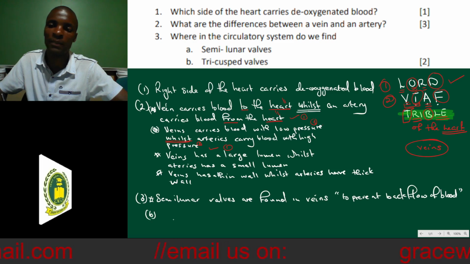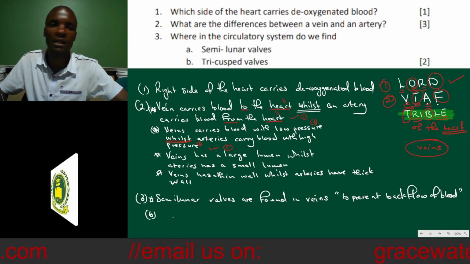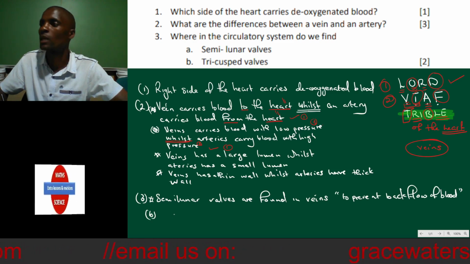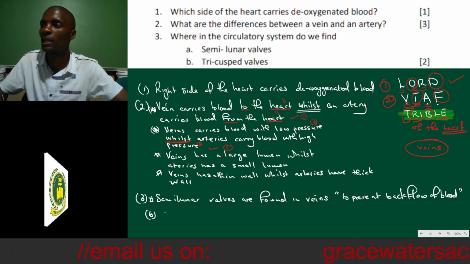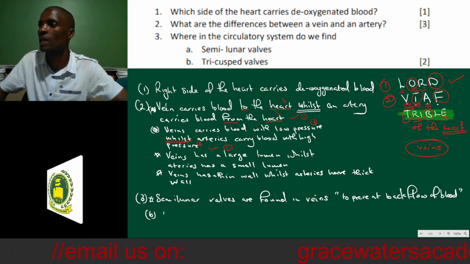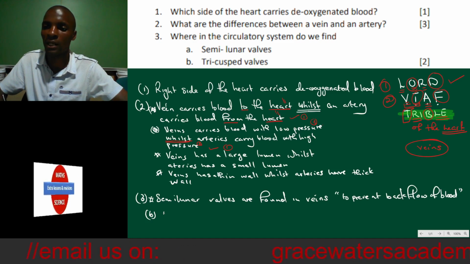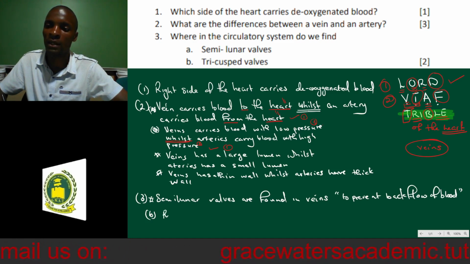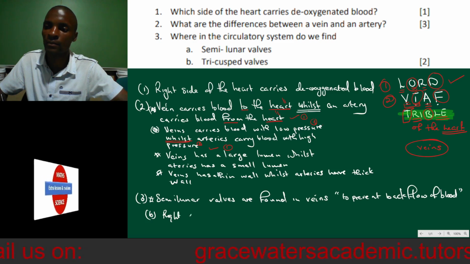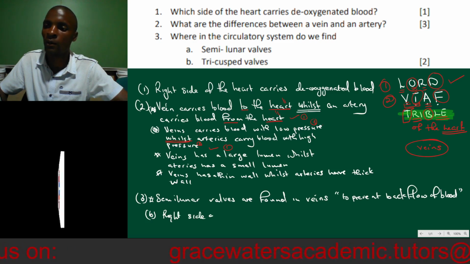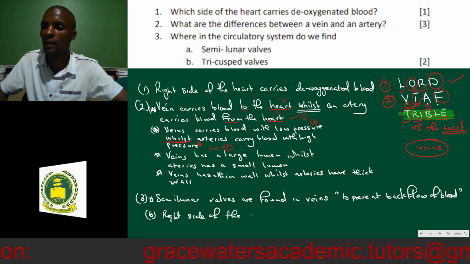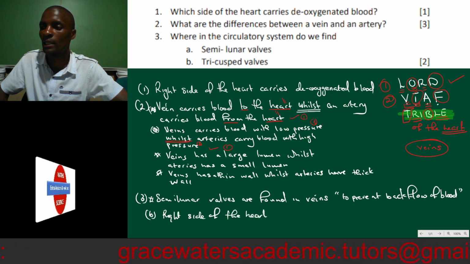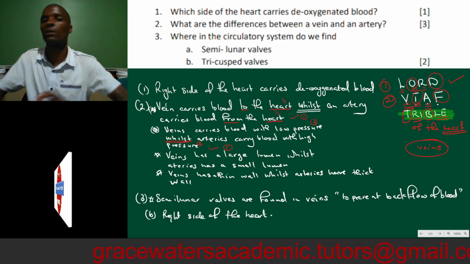Let's go to B. All right, it is reading, what is the location of tricuspid valves? You know that they are located in the right, because tri, meaning to say right. Okay, T right. So they are found in the right side of the heart. Okay, automatically this is done.